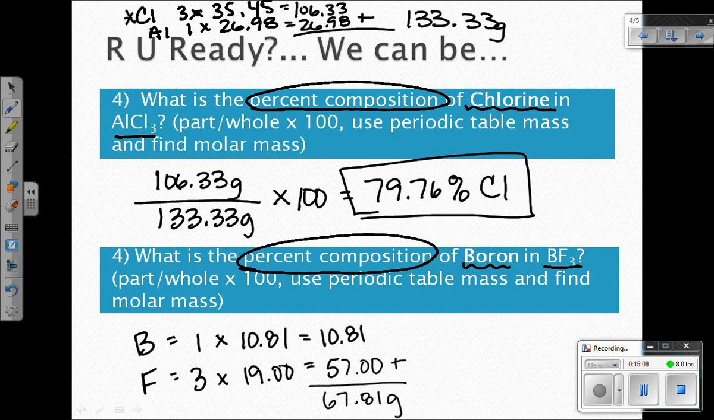Since we're trying to just find boron, it's the part, so it's 10.81 divided by the 67.81, which is the whole, and then multiplied by 100. So that gives us a percentage of 15.94% of boron.